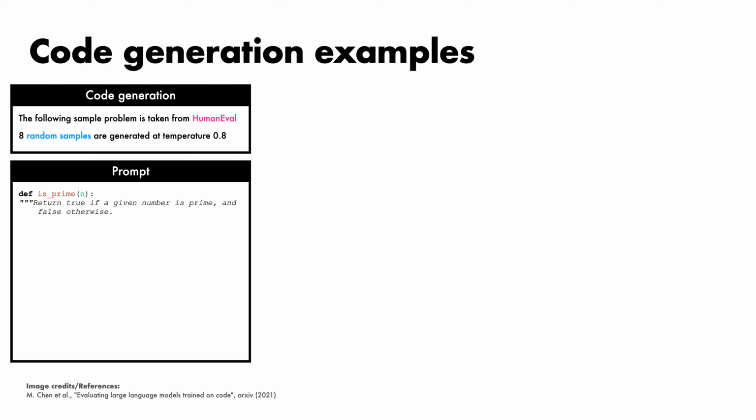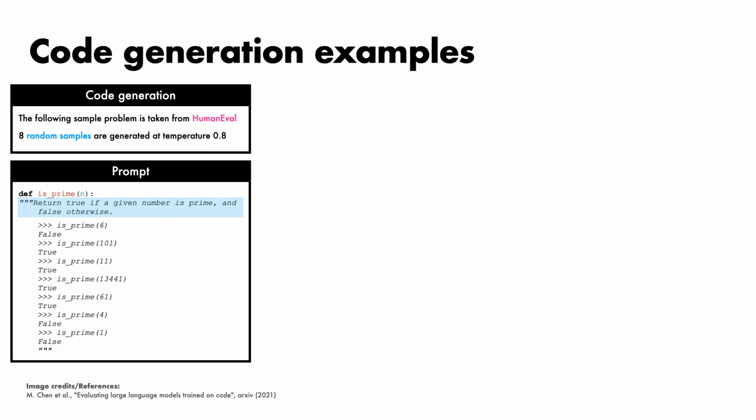The problem that we pass to Codex as a prompt is to create an isPrime function with an argument n, the goal of which is to return true if a given number, in this case n, is prime, and false otherwise. We then communicate to Codex a collection of example input values together with their desired return values, which include that 6 should return false, 101 should return true, 11 should return true, 13,441 should return true, 61 should return true, 4 should return false, and 1 should return false.